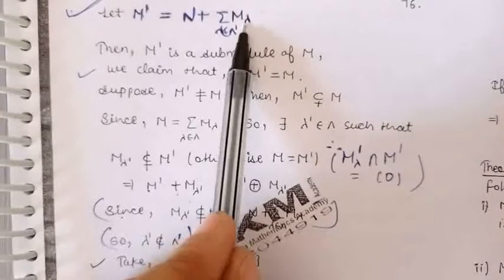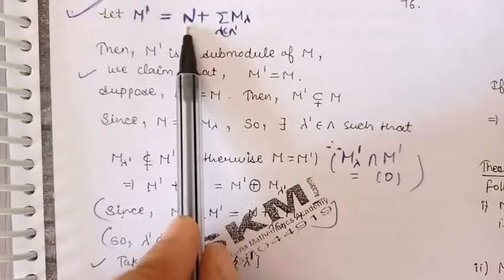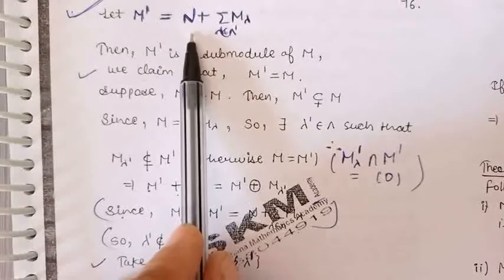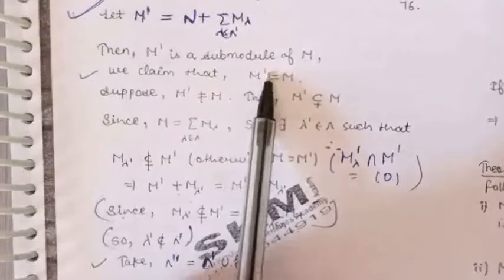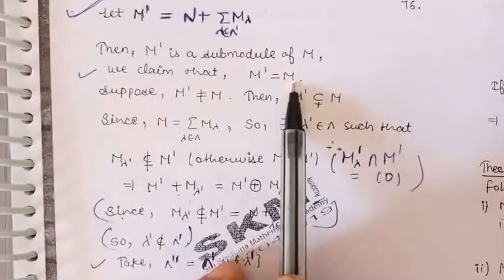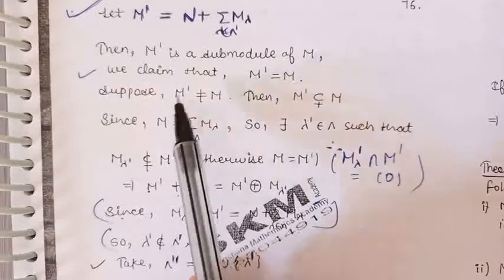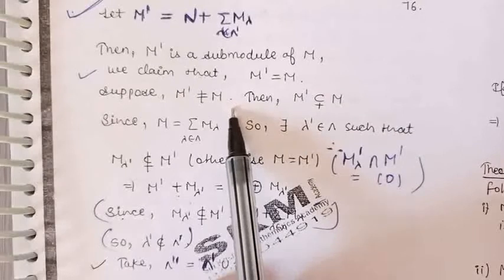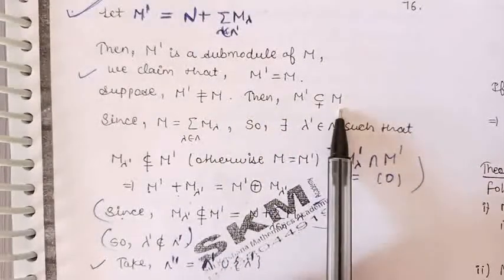Now M_λ's are submodules of M, N is also a submodule of M, and the sum of submodules is again a submodule of M. So M' is a submodule of M. Now we are to prove that M' is the same as M. We prove it by contradiction. Let us assume M' is not equal to M. If M' is not equal to M, then it will be properly contained in M.